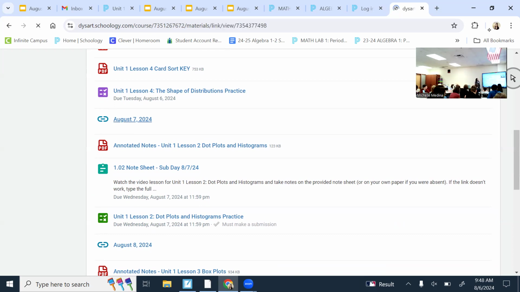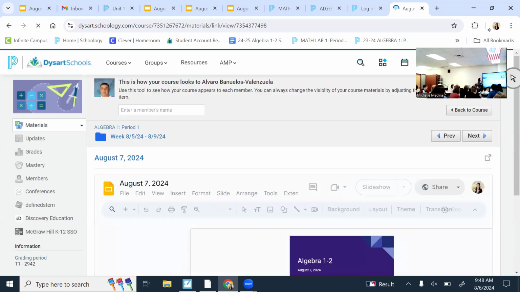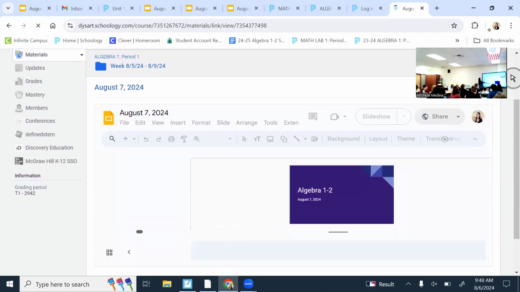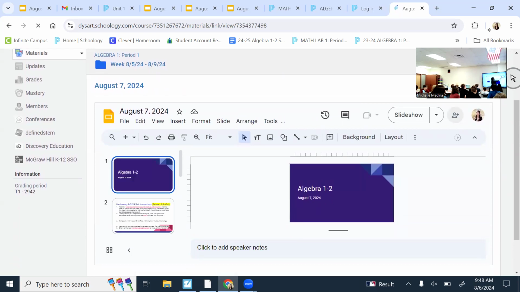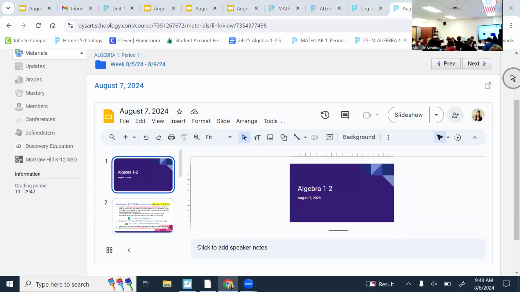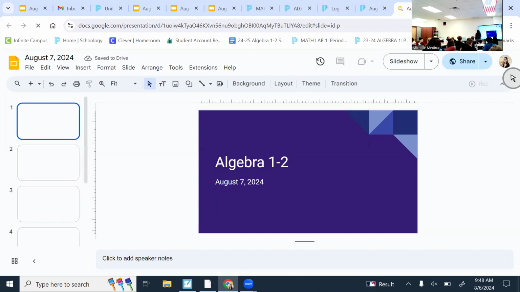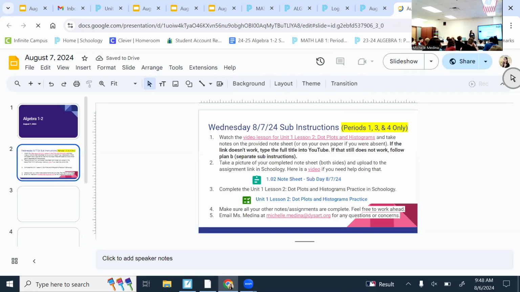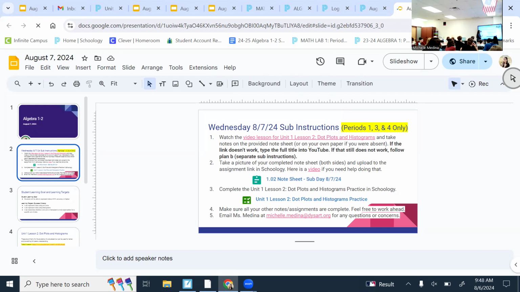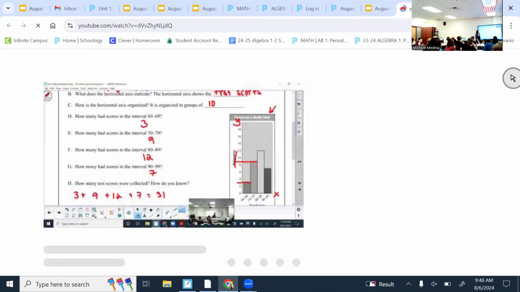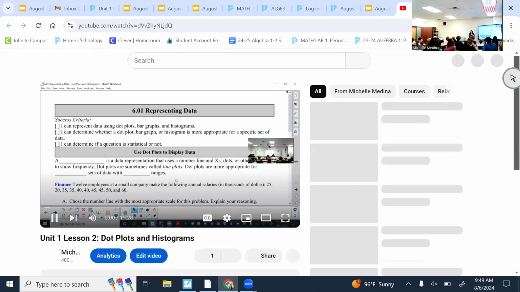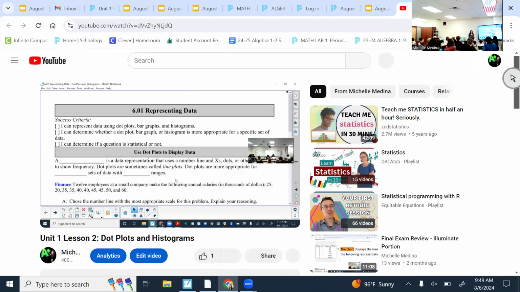So August 7th has usually the presentations I show you. Sometimes this part doesn't show up on your screen, but all you have to do is hit this little button right here. That pops you out to a different tab. Here are the same exact instructions that I leave with the sub. So whether they read it to you or not, it's there. It says watch the video lesson for Unit 1, Lesson 2, and you click on it. And look, it's the lesson. And it's actually me teaching it. So it's really not that different from when I would be here.